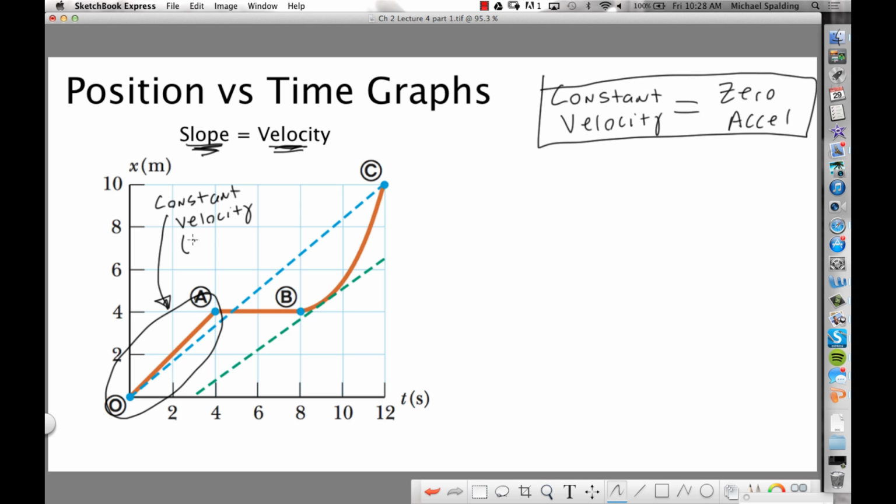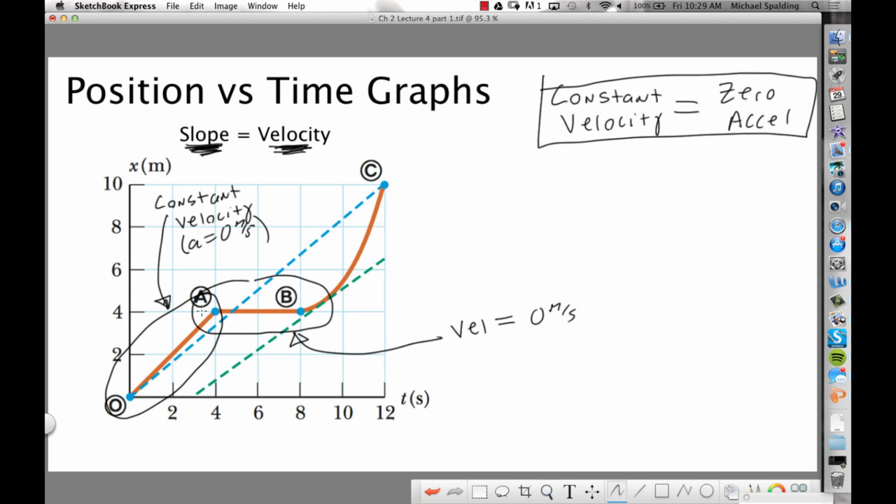Okay, so constant velocity, a equals 0. The next segment, from A to B. What's going on from A to B? How would you describe this motion? It's at rest. The velocity is equal to 0, right? How do I know the velocity is equal to 0? Well, what's the slope of this line from A to B? 0. If the slope is 0, the velocity is 0.